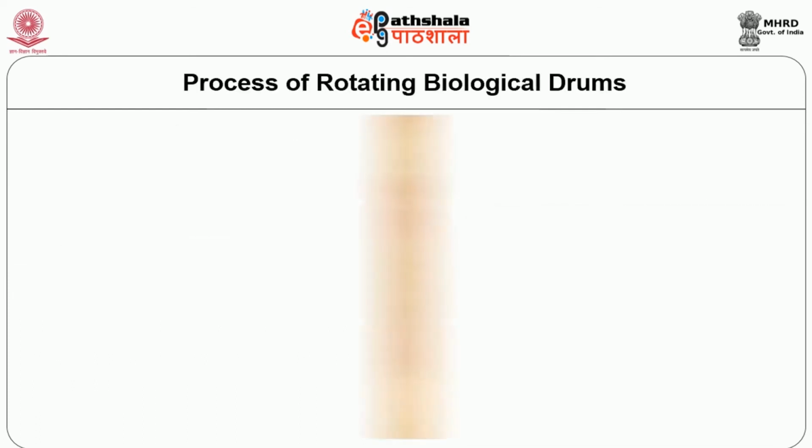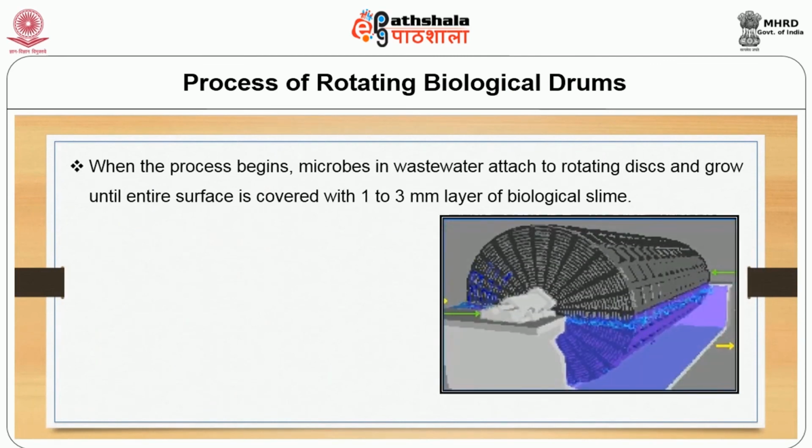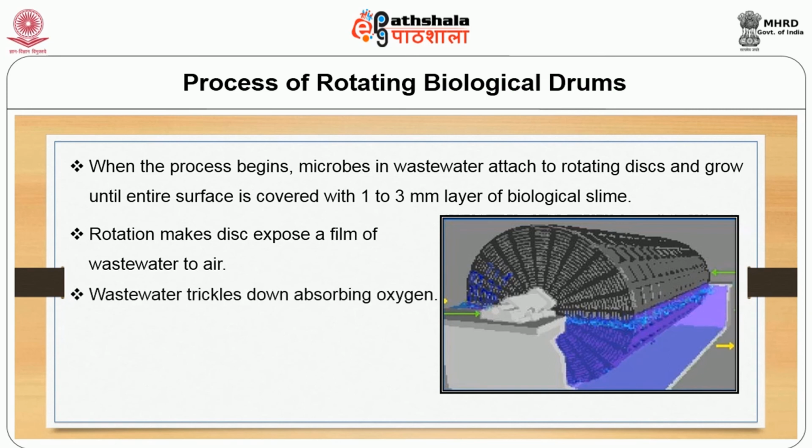Next we are going to see how these rotating biological contactors operate. When the process begins, microbes in the wastewater attach to the rotating disc and grow until the entire surface is covered with a 1 to 3 mm layer of biological slime. Rotation makes the disc expose a film of wastewater to air. The wastewater trickles down, absorbing oxygen.